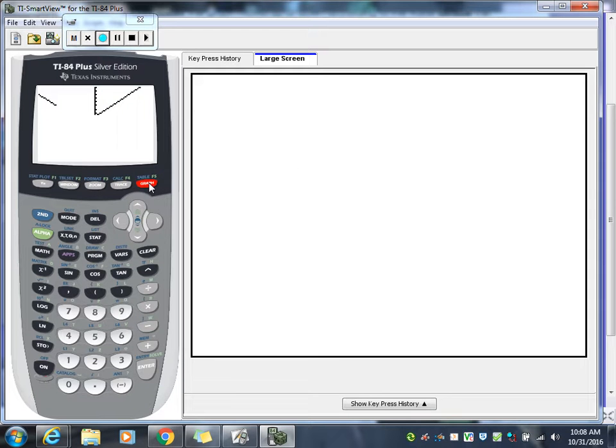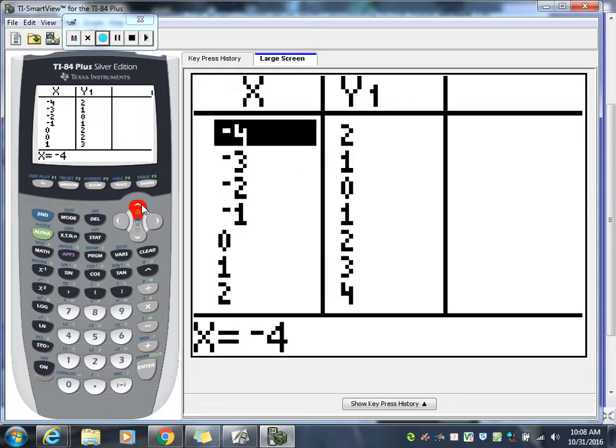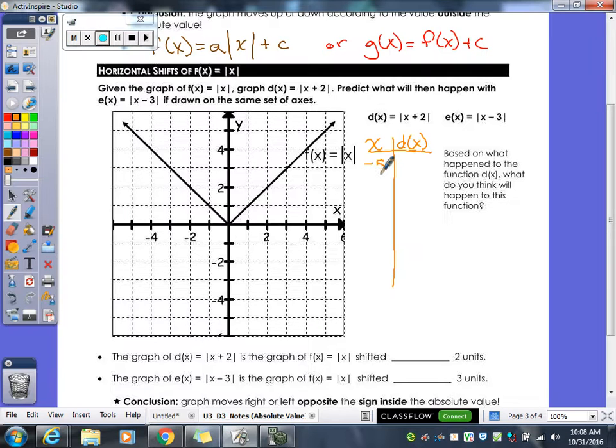So this time when we go to get our table, we actually have to move it around a little bit. This time our x values in our table are going to go from -5 to +1. So once you have your table, go ahead and draw your points.